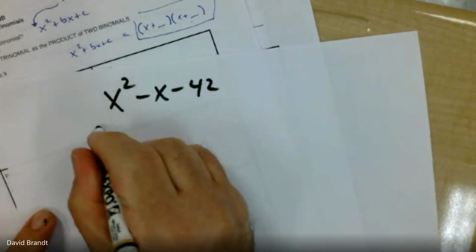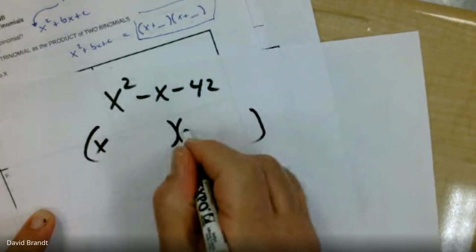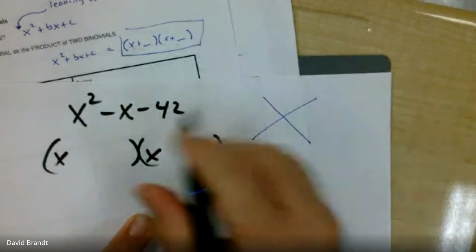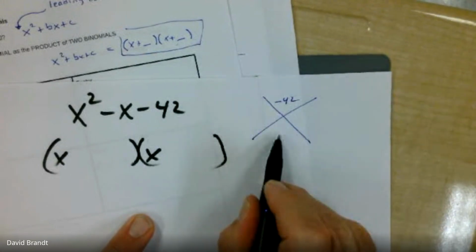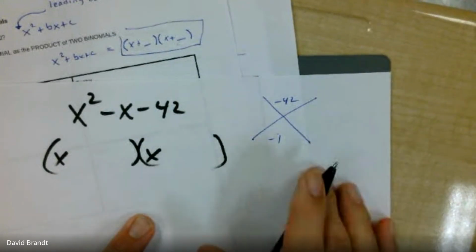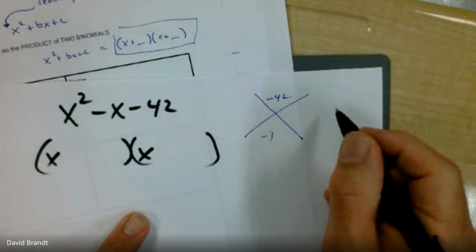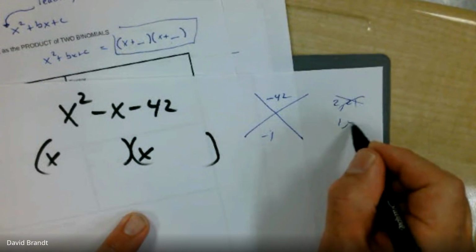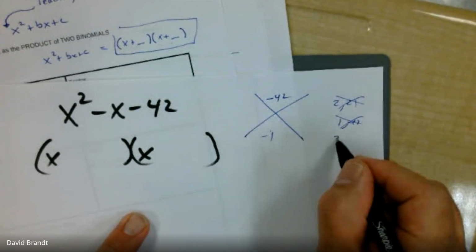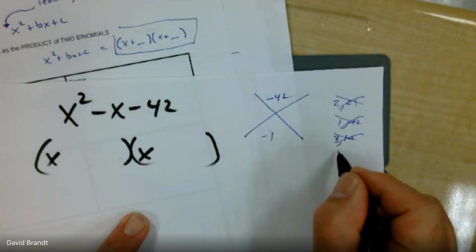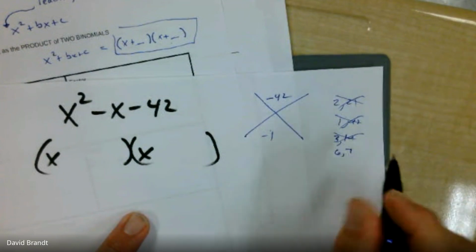All right. Again, my answer is going to look like this. All right. So let's make our x. Let's make the x. You're going to put negative 42. What do you put down here? What is that? That's negative 1. All right. Let's think of some numbers that multiply to 42. There's 2 and 21. That can't work. 1 and 42. That can't work. 3 and 14. That won't work either. Hopefully you thought of 6 and 7.